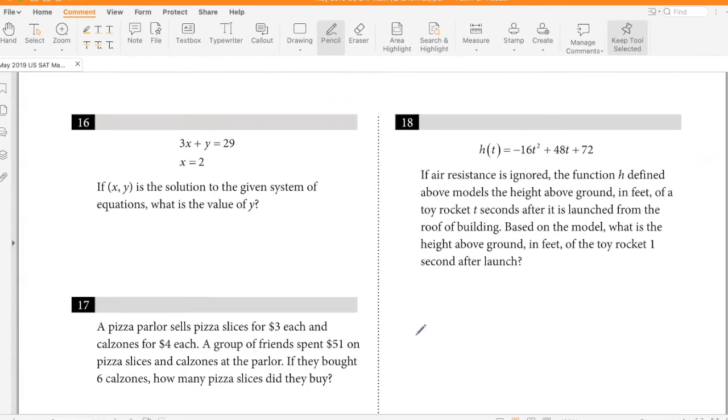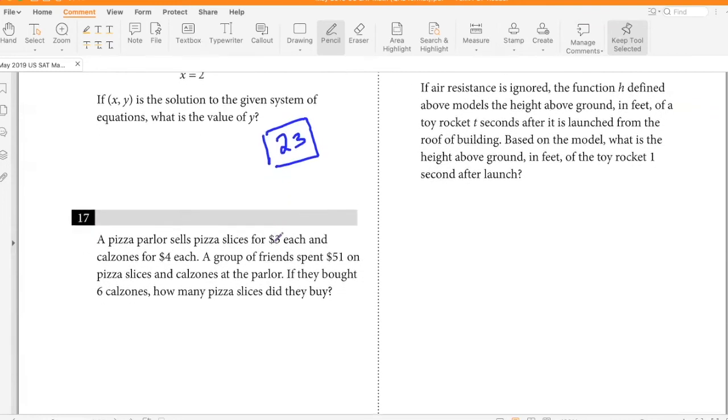If (x, y) is the solution to the given system of equations, what is the value of y? So x is 2. So 6 plus y is 29. So y is 23.